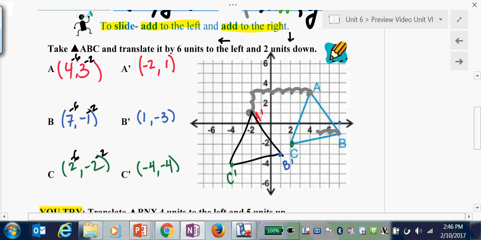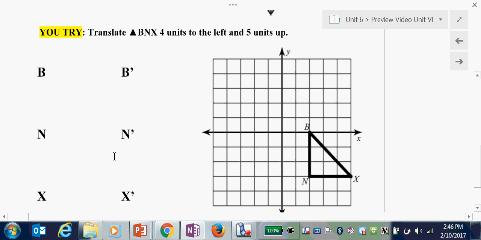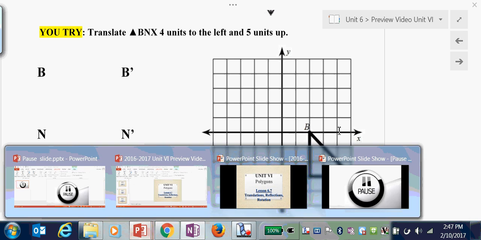6 to the left, 2 down. Both methods work. You should be familiar with the mathematical method. Once again, this is translation, and it's to slide. Add to the left, add to the right. Ready? You try. I hit the pause button here. Pause. You do this one, and then restart.